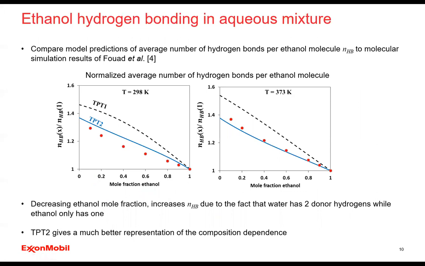These are the results of ethanol hydrogen bonding in aqueous mixtures. Fowler et al. again performed molecular simulations to measure the average number of hydrogen bonds. This is NHB of ethanol in these aqueous mixtures, versus mole fraction of ethanol at two temperatures, 298 and 373. We've normalized these results by the average number of hydrogen bonds in pure ethanol, just so we can see the compositional dependence. The symbols are the data, the dashed curve is TPT1 and the solid curve is TPT2. You can see that TPT2 gives a much better representation of this data than TPT1 does.